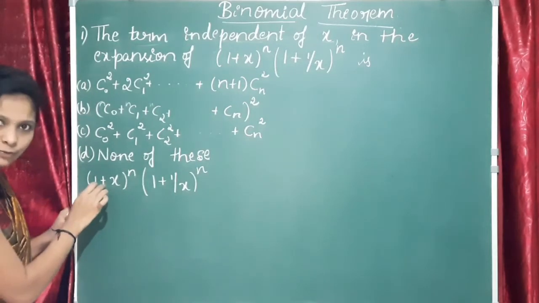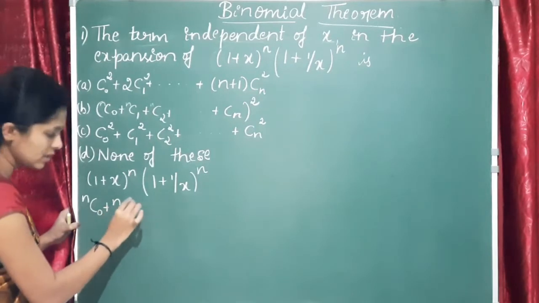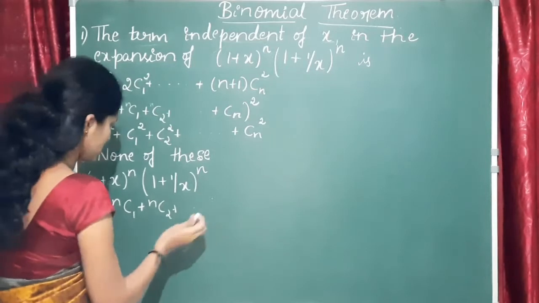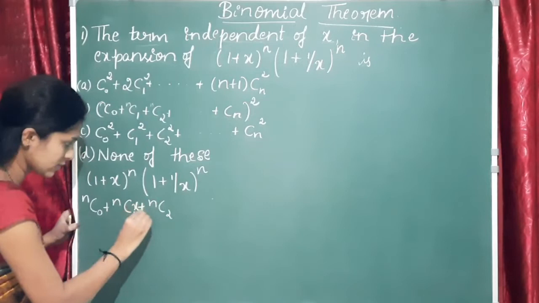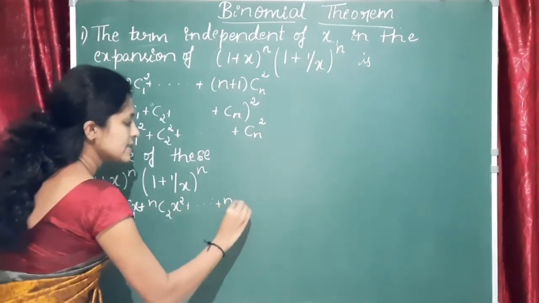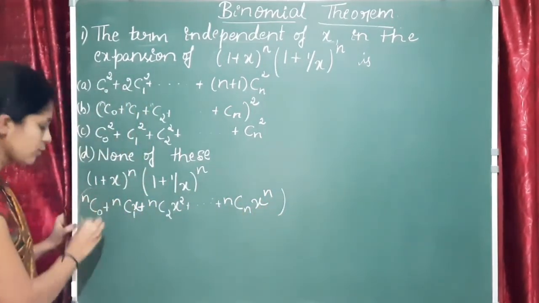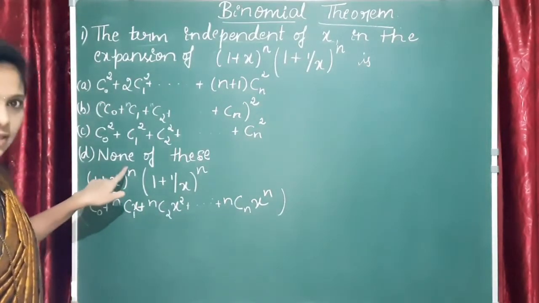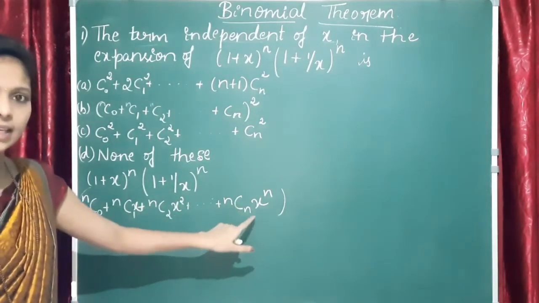Now the expansion of this will be, what is that? NC0, right? Plus, this is the standard result, NC1 x plus NC2 x square, and so the last term will be NCn x to the power n. So this is the expansion of (1 plus x) whole to the power n. Or you can write NC0 x to the power 0, NC1 x to the power 1, NC2 x square, till NCn x to the power n.